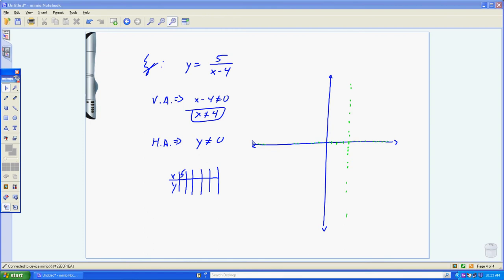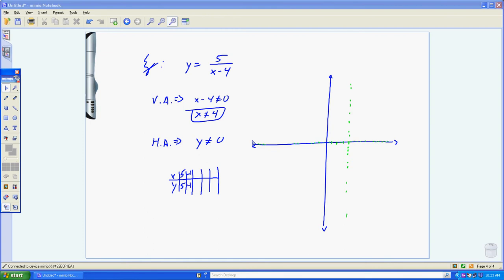I also know something like -1 would make a nice number, just by looking at the question, right? So let's just do those two numbers real quick. If I plug in 5 for x, I get 5 minus 4 on the bottom, so 5 divided by 1 is 5. And if I did -1, -1 minus 4 is -5, so 5 divided by -5 is -1.